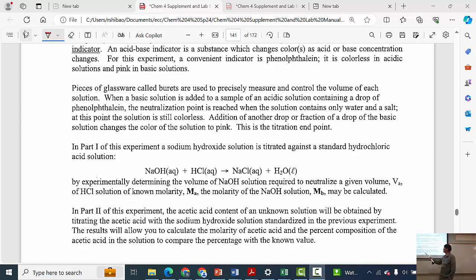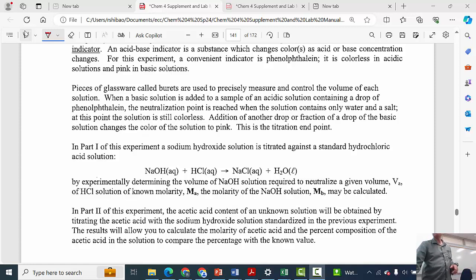By experimentally determining the volume of sodium hydroxide solution required to neutralize a given volume of HCl solution, the molarity, which is the composition in terms of the concentrations, is or can be calculated. Okay, that's part one. So let's talk about cleaning the burettes.